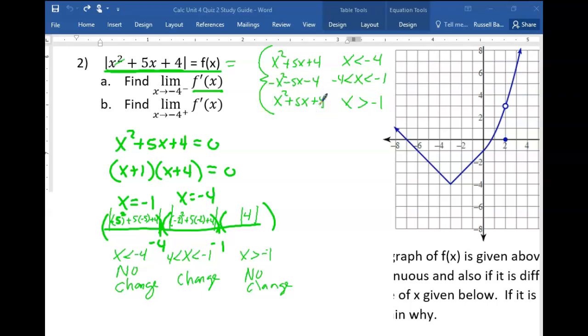Now we want to find the derivative. Derivative of the top is going to be 2x plus 5. The derivative of the middle is going to be -2x minus 5. And the bottom will be 2x plus 5.